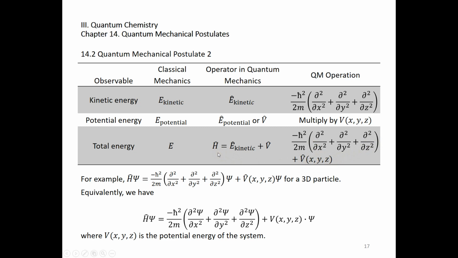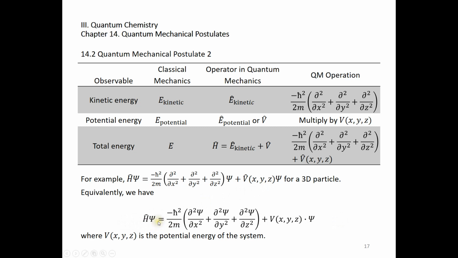Now, for example, if we apply the Hamiltonian operator to psi, it's equivalent to the sum of applying the kinetic energy operator to psi and then applying the potential energy operator to psi for a 3D particle. For a 3D particle, we have x, y, and z. In this kinetic energy operator, we have x, y, and z, and in the potential energy operator. Equivalently, we can write this.